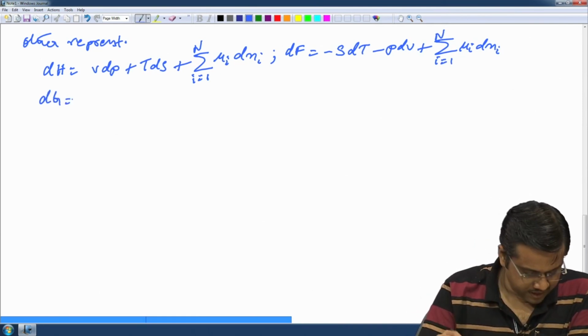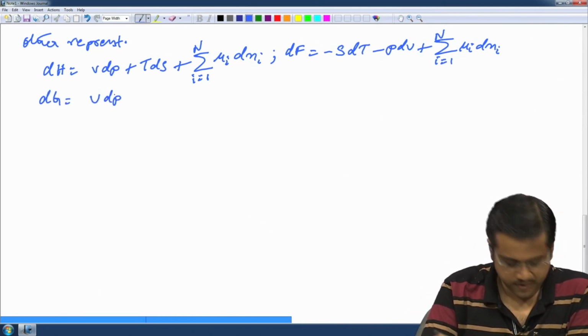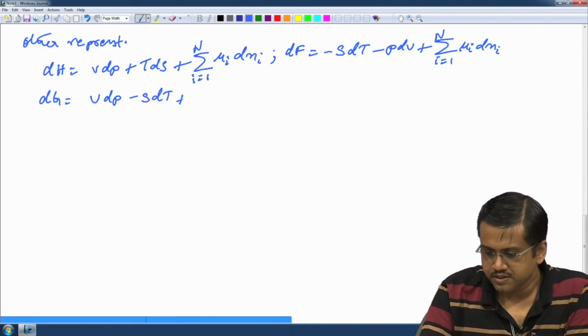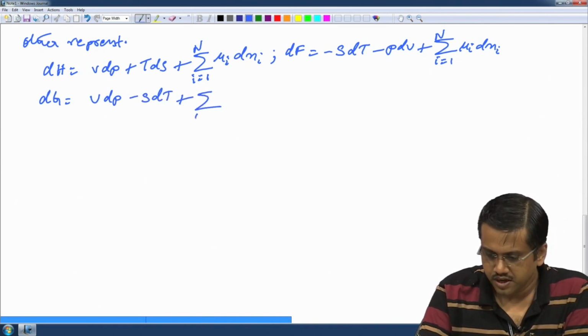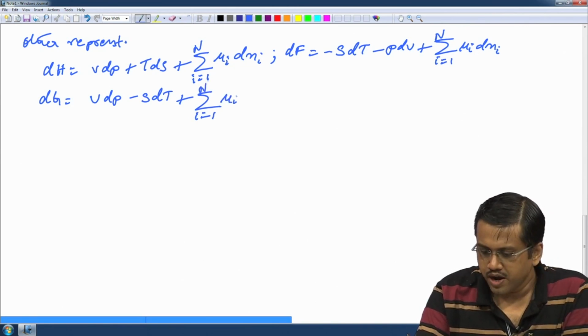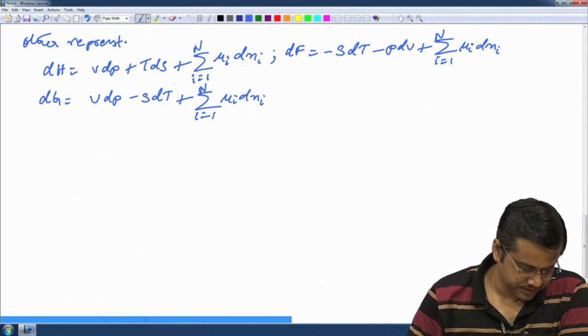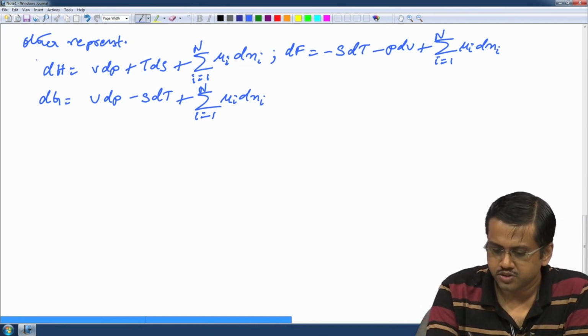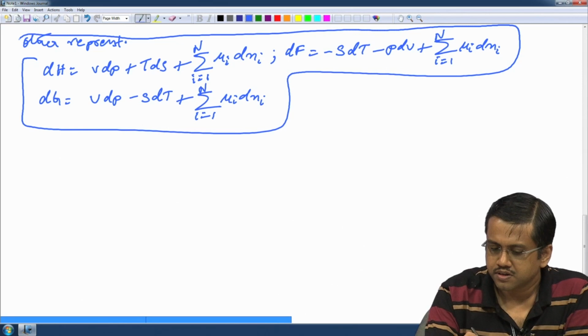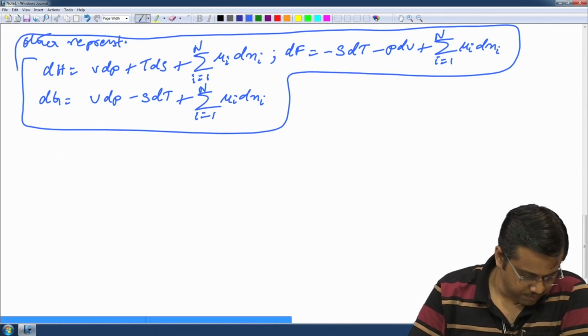dG, on the other hand, is written as V dP minus S dT plus summation i equal to 1 to n mu_i dN_i. Okay, so these are the other equivalent representations that are actually possible.